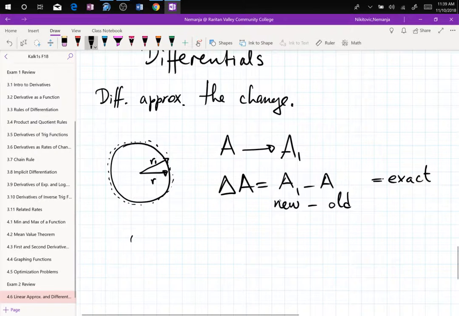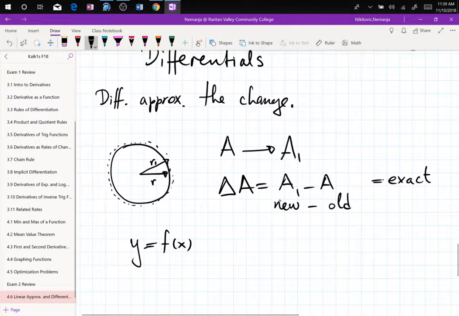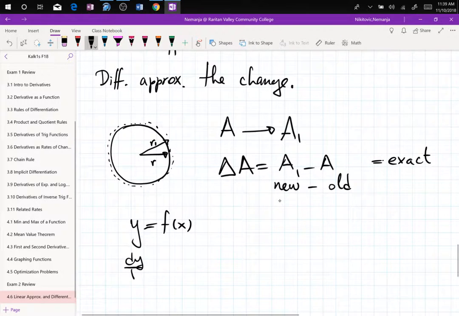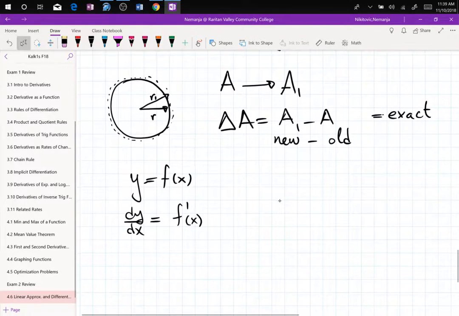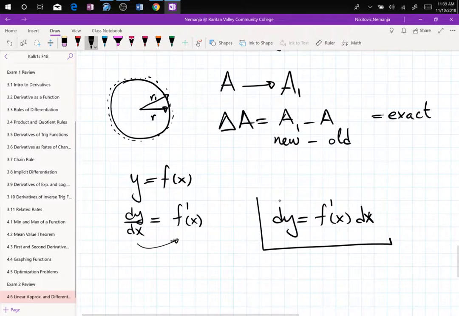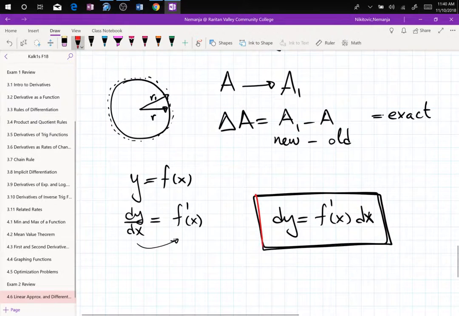Look at this. You have y equals f of x, and you take the derivative of both sides. On the left-hand side, you will have dy/dx written in Leibniz notation. On the other side is a modified Newton's notation, f prime of x. And then you move dx to the other side, and you get dy equals f prime of x dx. This is the differential formula. Should have boxed this in red. This is the differential.